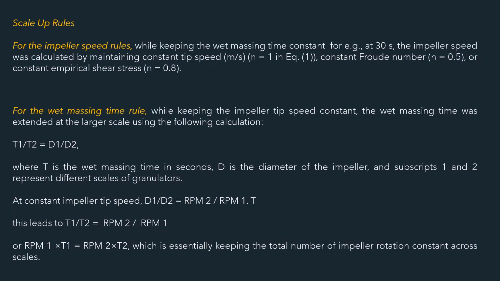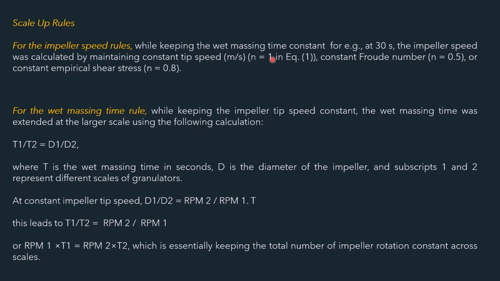In the previous slide, we have seen that we can scale up the impeller RPM in three ways. First is by maintaining the constant tip speed, second is by maintaining the constant Froude number, and third is by maintaining the shear stress. First we remember the equation that RPM 2 divided by RPM 1 equals D1 by D2 to the power n. By changing the n value, you can change the rule you are implementing, and you can calculate the RPM 2 by that equation. We'll see practically now.